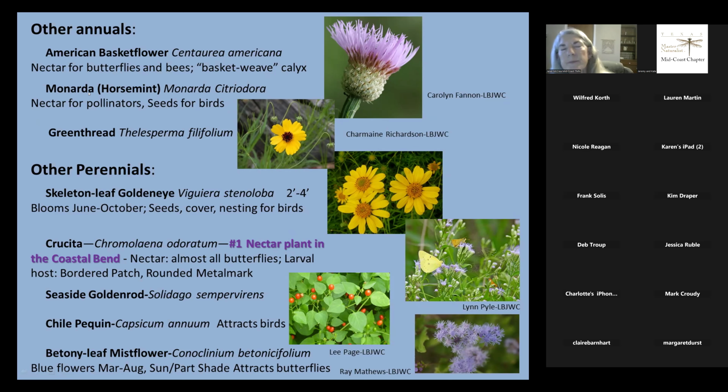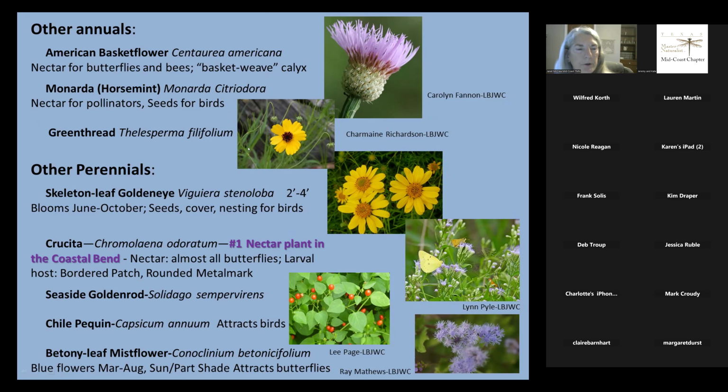Some other annuals include American basket flower and a monarda or horse mint. And there's many types of monarda. The horse mint is the Monarda citriodora, but there's Monarda punctata, which is a real pale color. The citriodora is more purple. And there's a Monarda lindheimerii and Monarda fistulosa. So any of those monardas are fine.